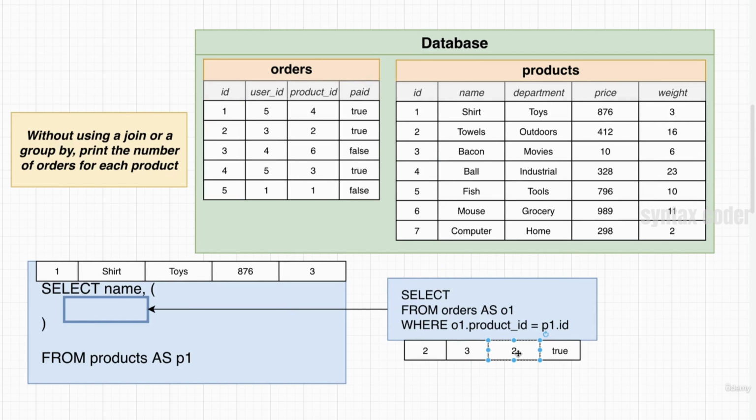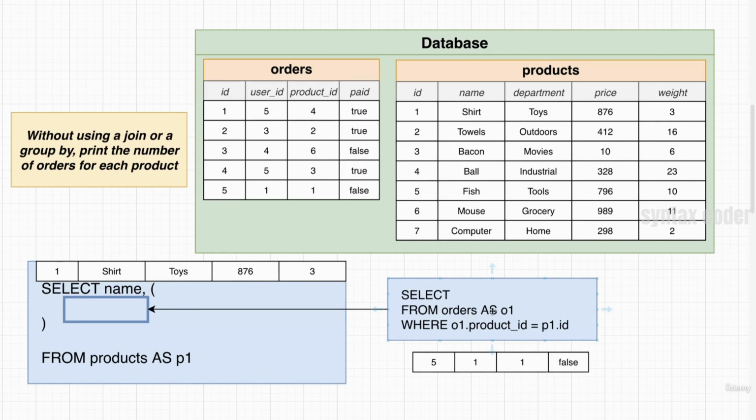We'd say, okay, is 2 equal to 1? Nope. Okay, we would drop that, and eventually we would move on to the very last row right here. So we're going to again say, okay, is the product ID equal to the ID of the product itself? In this case, yes, it is. So we would hold on to this as the result of our subquery.